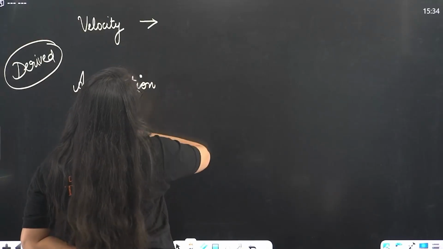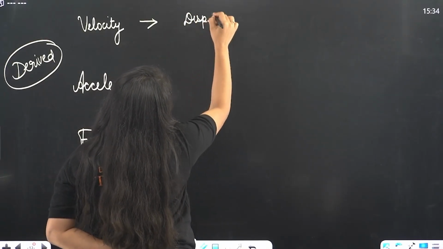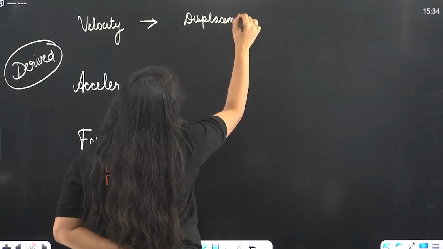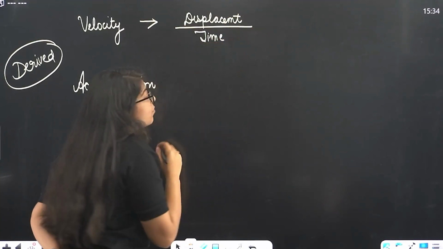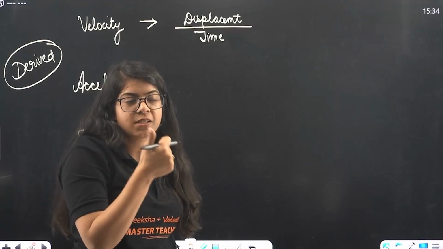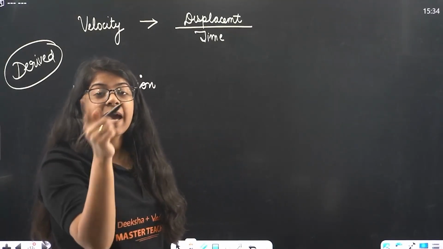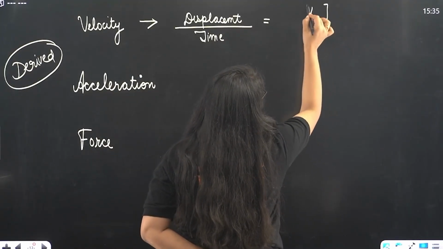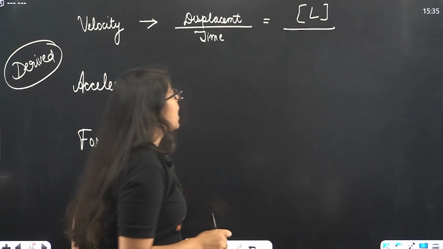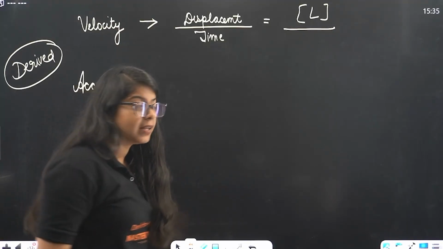See, what's the formula of velocity? Ma'am, it is displacement upon time. Now, ma'am, displacement is what? Displacement is distance. Distance is length. Length has a dimension and written as L, right? So it is L, and for dimension we'll write it in square brackets. Time is written as, the dimension of time can be written as T.